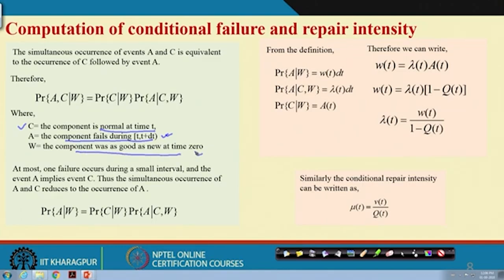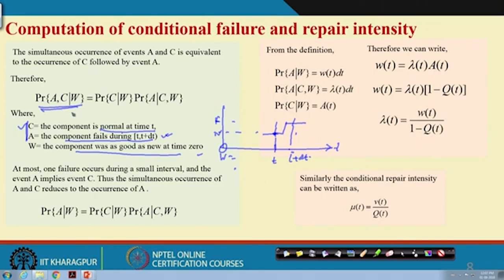Okay. Now, if we want to know the joint occurrence of A and C, what is the joint occurrence of A and C? A means that the component is normal. Suppose I go along the timeline, at t equal to t the component is normal. And then another one: the component fails during t and t plus delta t, and this is my t plus dt. So, it will go from the normal to the abnormal state, meaning it will fail. The joint occurrence means the component is normal till time t and then it fails, but in both cases the condition is W, that means it is as good as new at time t equal to 0. So, then that joint probability can be written like this, probability of A and C given W.